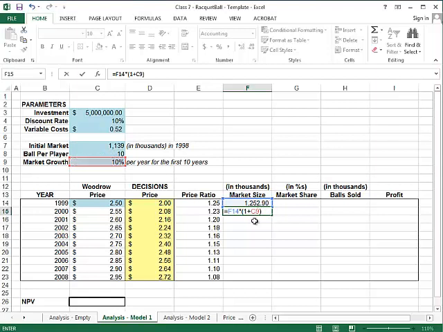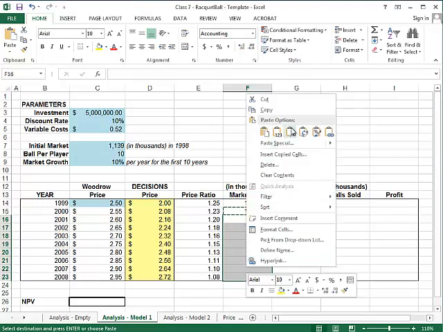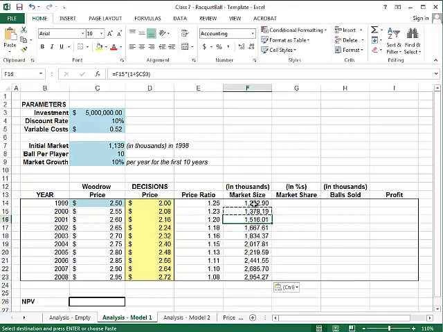Here, if I want to copy paste this all the way down, I know that the blue reference should keep moving because I want to refer to always the previous year, but the market growth reference is going to have to stay the same, so I'm going to make this an absolute reference. And then I copy this and paste it all the way down, formulas only. So this shows me how the market size for these racquetballs is going to grow over the next 10 years.